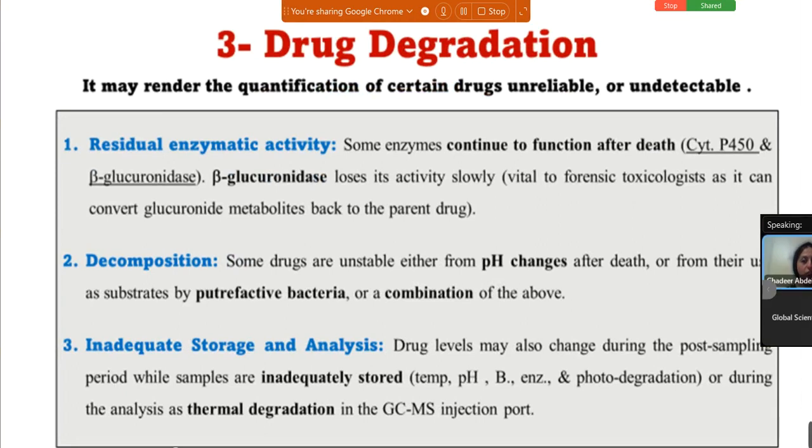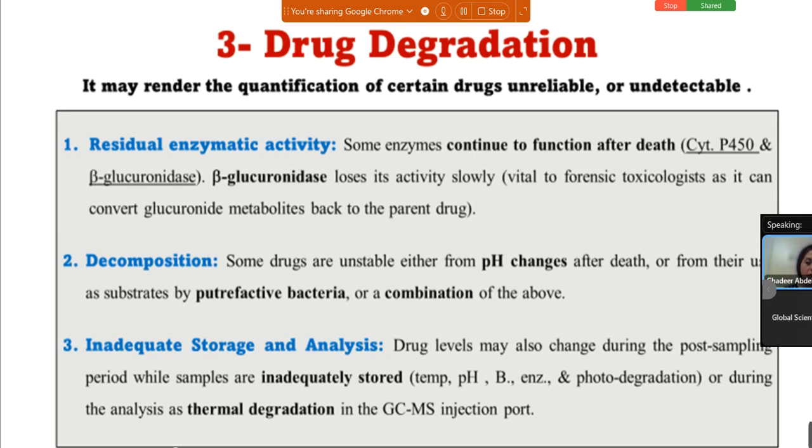The third challenge is drug degradation. Due to several mechanisms, for example, the residual enzymatic activity, as some enzymes continue to operate after death. And here I want to emphasize that beta-glucuronidase loses its activity slowly, and it is vital to forensic toxicologists as it can convert glucuronide metabolites of some drugs back to their parent drug.